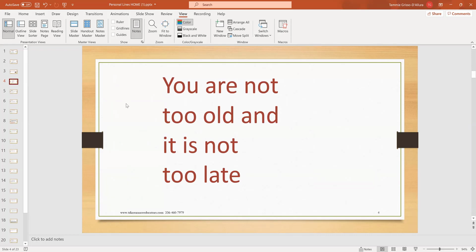Now, of course, this is one of my favorite sayings: you are not too old, and it is not too late to learn this information. A lot of people say, oh, I'm just so old, I cannot grasp all this information. You can. I have been teaching, like I said, for over 25 years, and I've had all kinds of people in my classes, some that were experienced, some that were not experienced, some that were very young, some that were very old, and it's just all about what you put into the class.